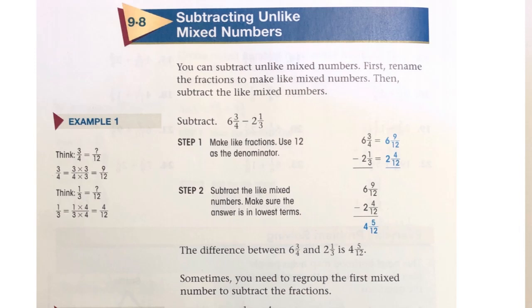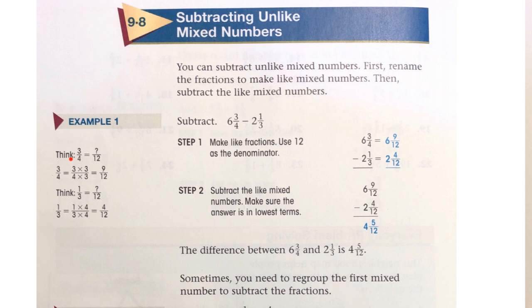Basic Math, Chapter 9, Section 8, Subtracting Unlike Mixed Numbers. You can subtract unlike mixed numbers. First, rename the fractions to make like mixed numbers, then subtract the like mixed numbers. For example, subtract 6 3/4, take away 2 1/3.